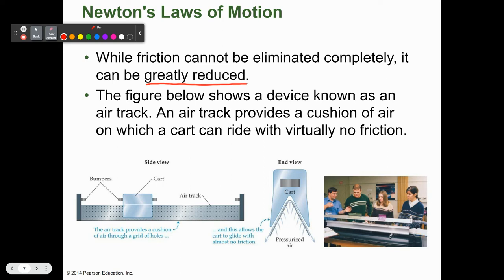And so there's virtually no friction, because your friction comes from the contact of that object with another object. And that's what produces that friction. So if we can eliminate that direct contact, then we can greatly reduce the force of friction to essentially nothing. So once you push that cart, it's going to continue to move in the forward direction until something else acts on it.